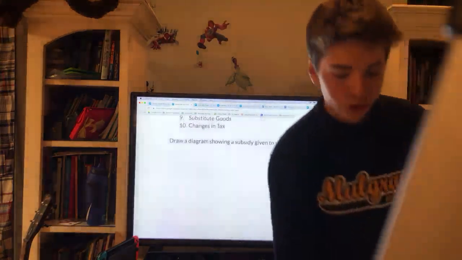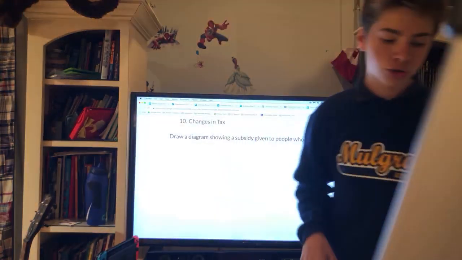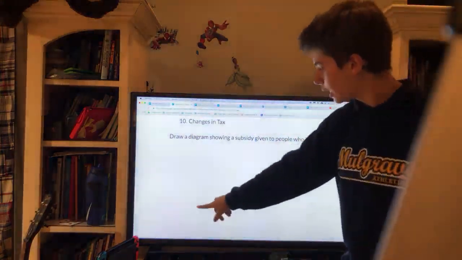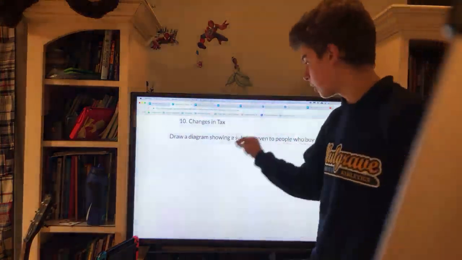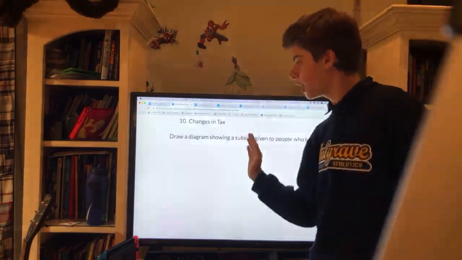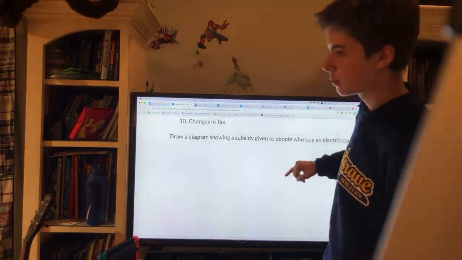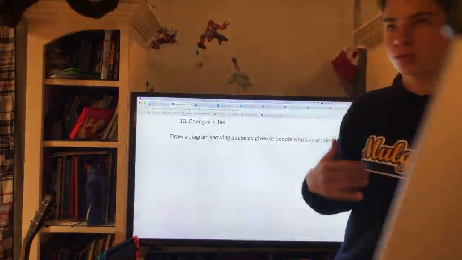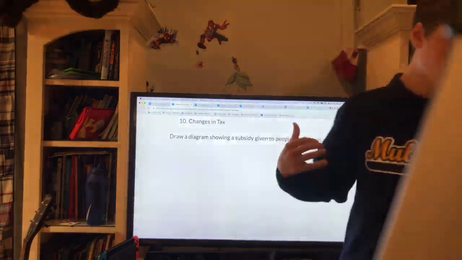Okay, draw a diagram showing a subsidy given to people who buy an electric car. If we have a supply diagram, I can't write on my TV. We have a supply diagram. The supply curve would shift to the right as producers and consumers are being paid money to buy electric cars in this case.